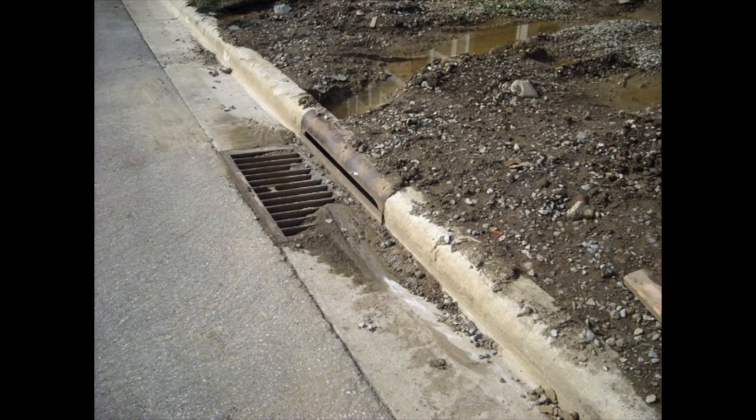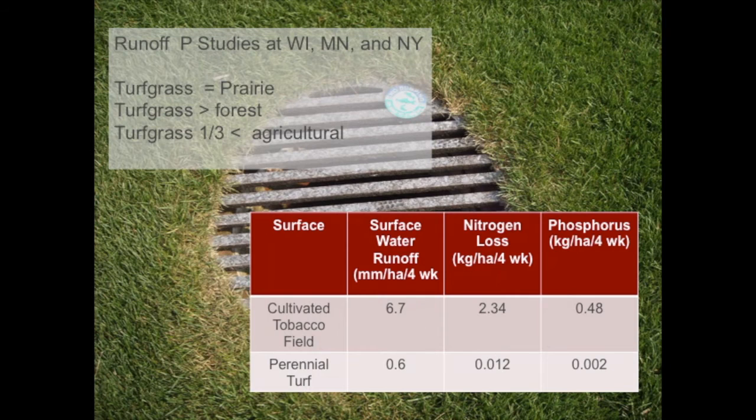So obviously we want to avoid situations like this. If there was turf grass on this, we would not see water and soil getting into that drain. And there have been many runoff studies over the years, Wisconsin, Minnesota, New York, to name a few, showing that turf grass, because it's a perennial crop that's a dense ground cover, does prevent not just water runoff and sediment runoff, but also nutrient runoff.